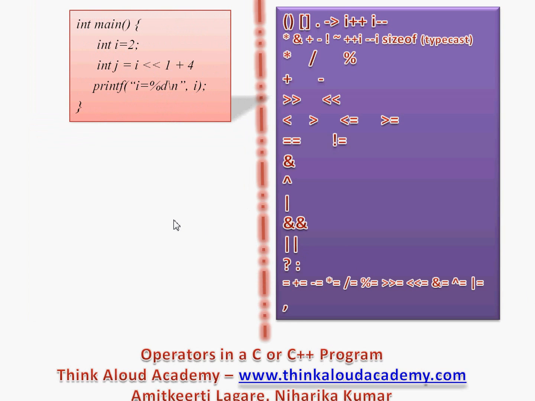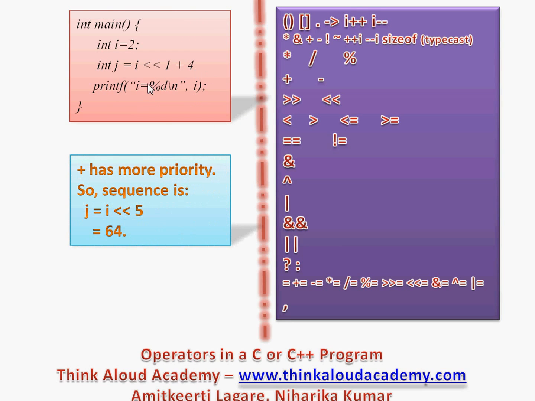Now let's look at the other example. So 2 left shift of 1 plus 4. What we see here is that the plus operator has more priority compared to the left shift operator. So what exactly happens is that 1 plus 4 is evaluated first, which gives me 5, and then I do a left shift. So 2 is left shifted by 5 positions to get 64. So left shift is not done first, it's the plus operator that gets executed first, which can be concluded from this table.